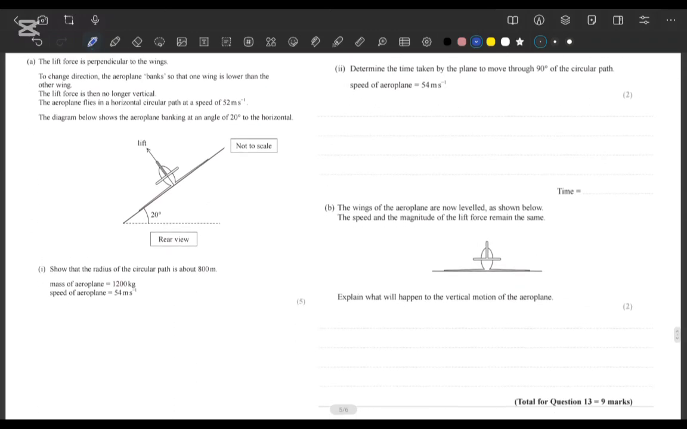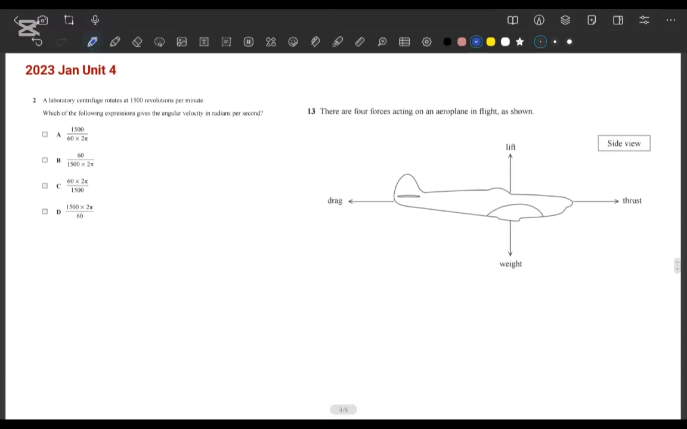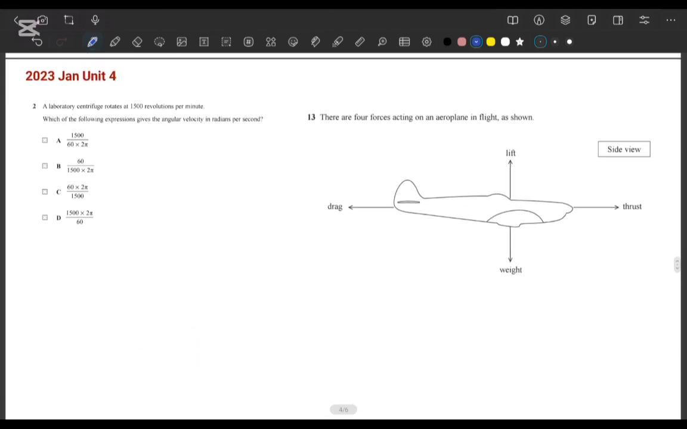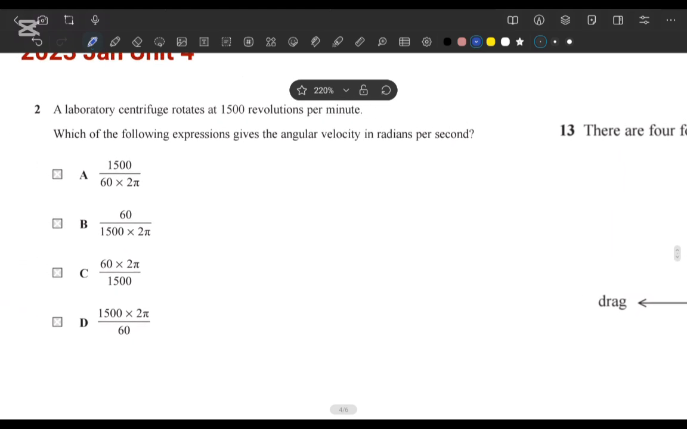You can go through the questions and try them yourself. To see the examiner report and the mark scheme, you can go to the end of the video. So let's start with this question.